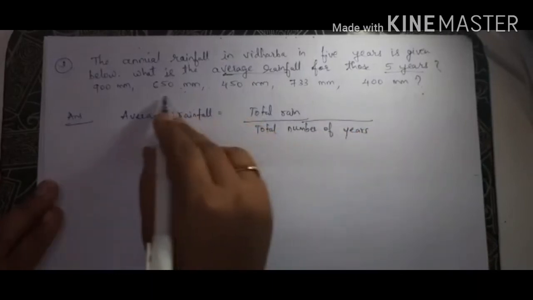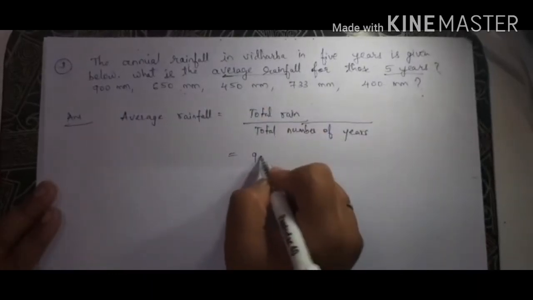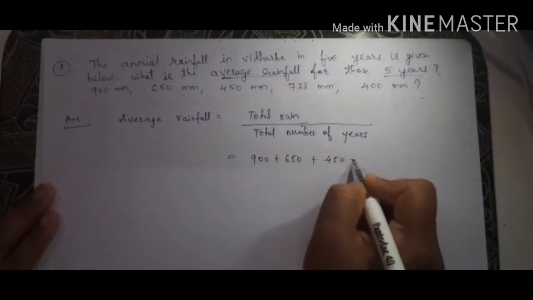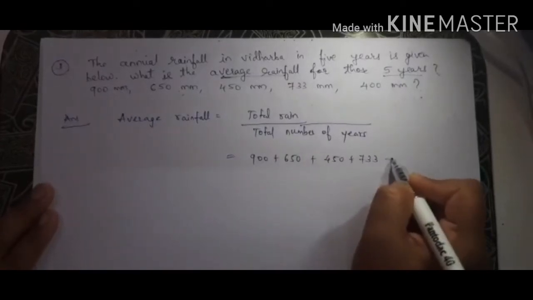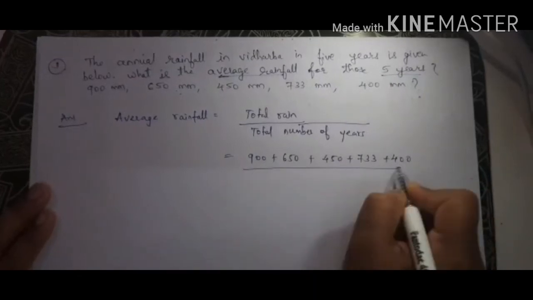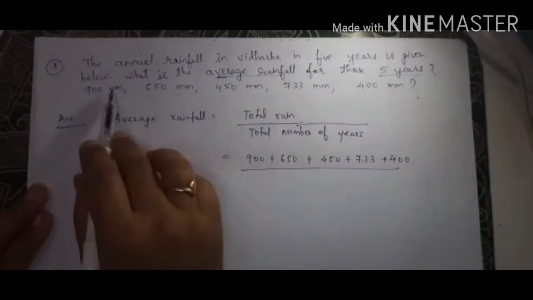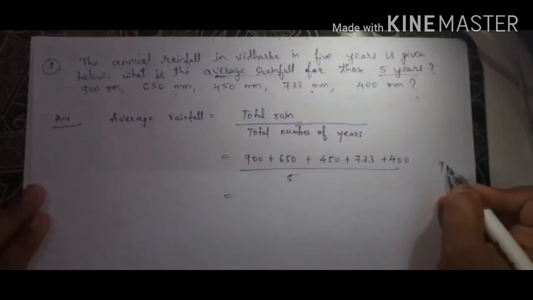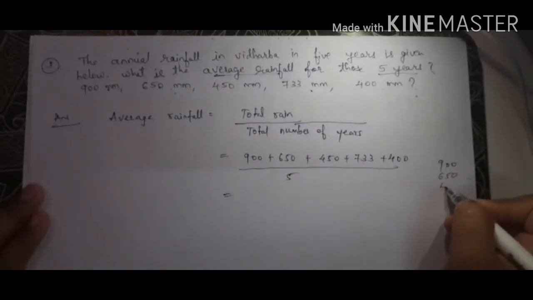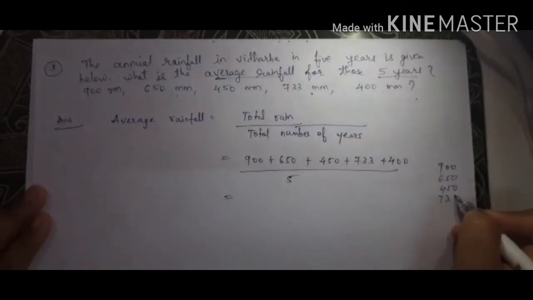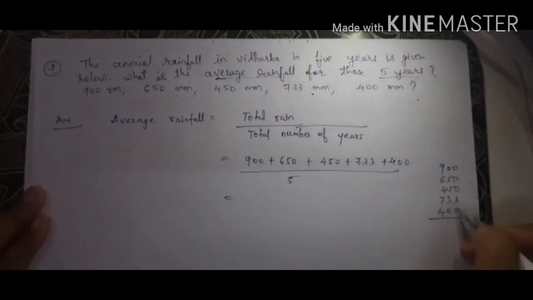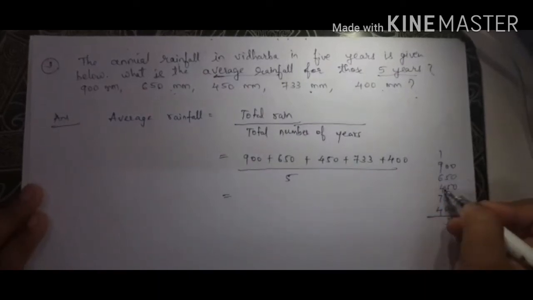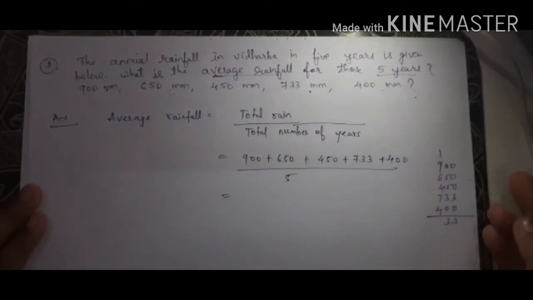So total rainfall, with this data we have to add. 900 plus 650 plus 450 plus 733 plus 400. Divide by how many years? They are already given 5, or you can count 1, 2, 3, 4, 5. So divide by 5. So let's add this 900, 650, 450, 733 and 400. If you add this, this is 3, 10, 13, 10, 16 and 4, 20, 27, 28, 29, 30, 31.